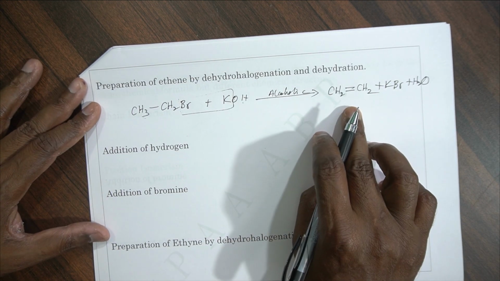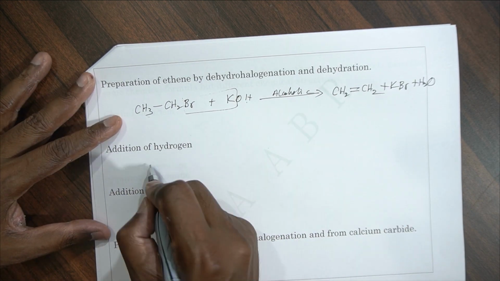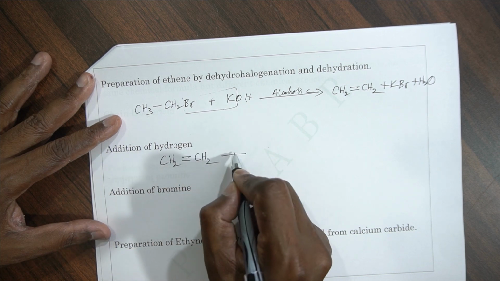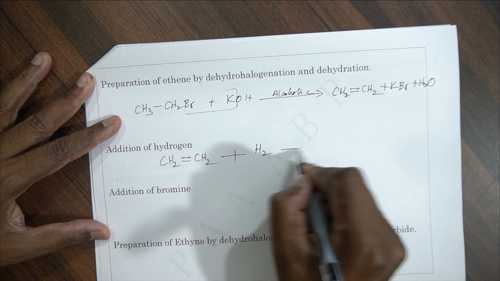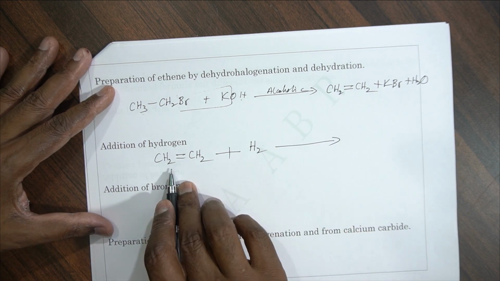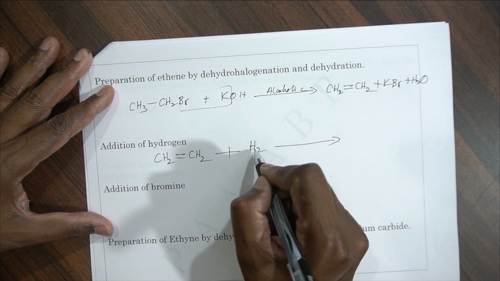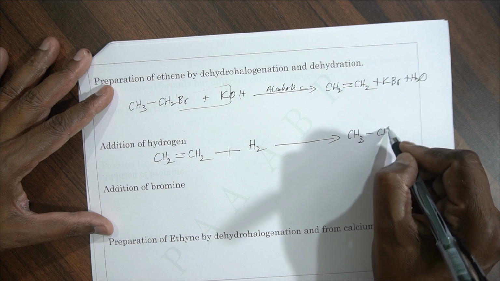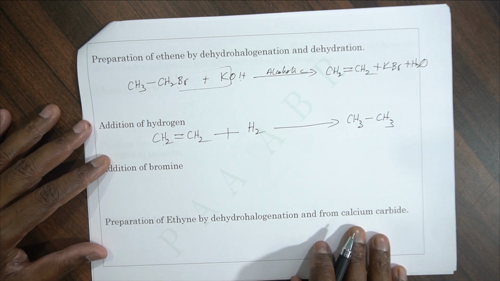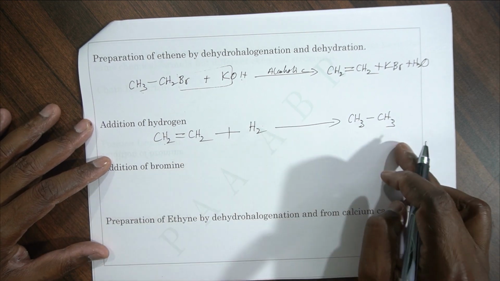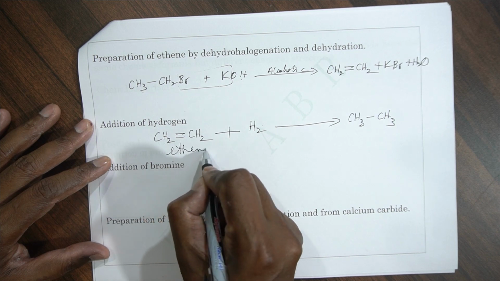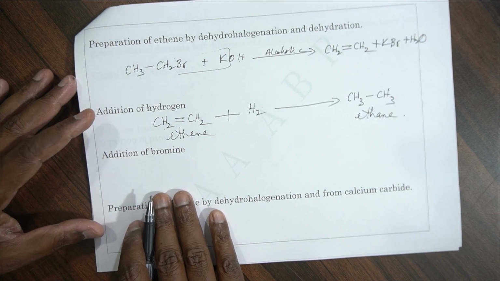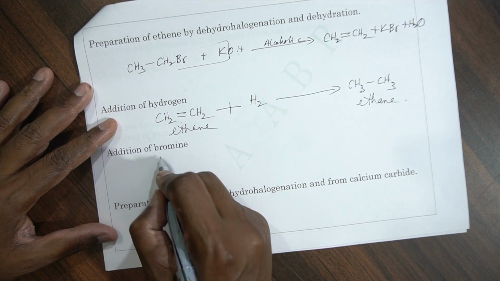Now ethene is unsaturated. What are the reactions? Addition of hydrogen, CH2 double bond CH2. You can add hydrogen to this. Now how will it add? You can send one hydrogen to this carbon and one to the other. So it becomes CH3, CH3. So ethane will be produced. Ethene, an unsaturated hydrocarbon, changes to saturated hydrocarbon, ethane. Okay.